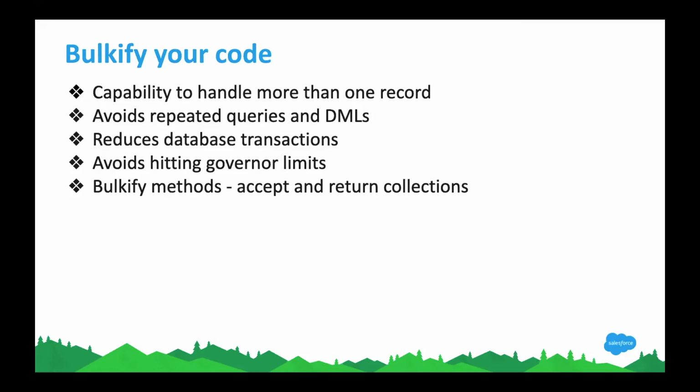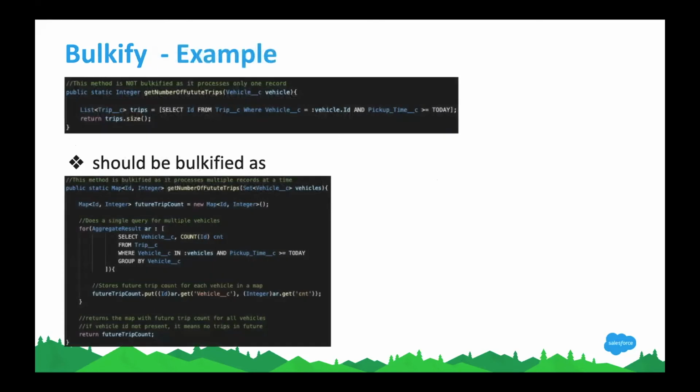And there is one thing which we used to follow. Whenever you write a method that accepts something as a parameter, write it as a collection like a list or map, so that we can send a bulk of records into it and return a bulk of records from it. So for example, you have it here. Okay, so here we can see a list of trips is being queried.